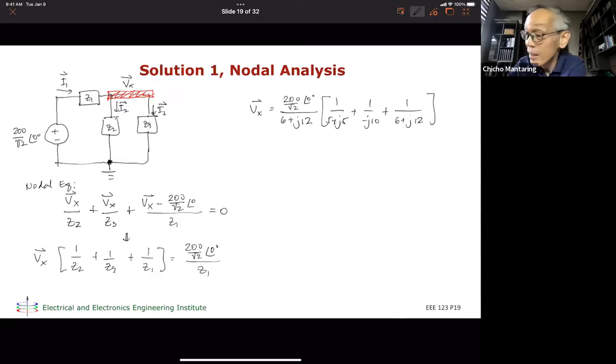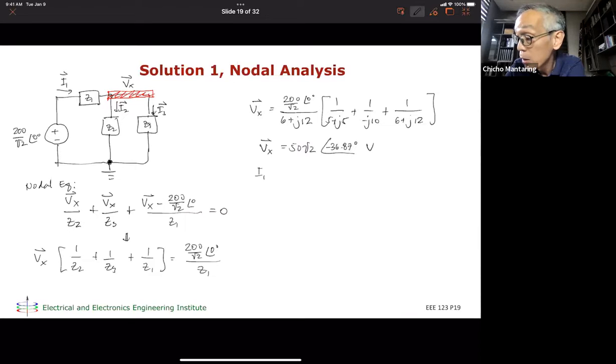So notice again, this is just practicing with your calculator. So pag nag-practice ka with your calculator, subukan mo na lang sa sarili mo, no? You're going to get v of x is 50 times the square root of 2 at an angle minus 36.87 degrees volts. Okay, so mako-compute ko ngayon for I1.